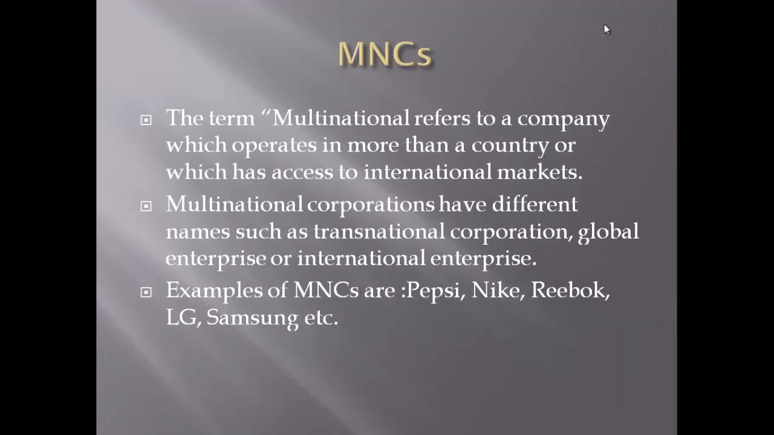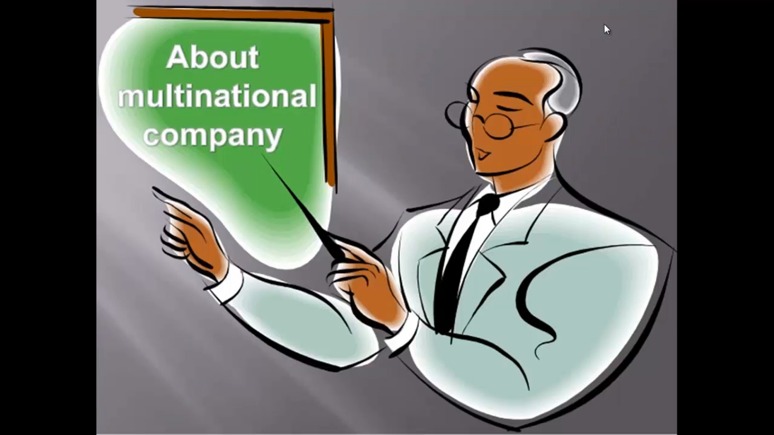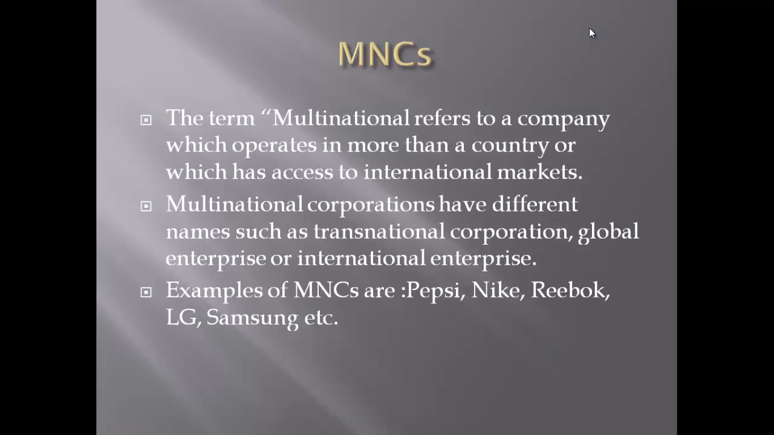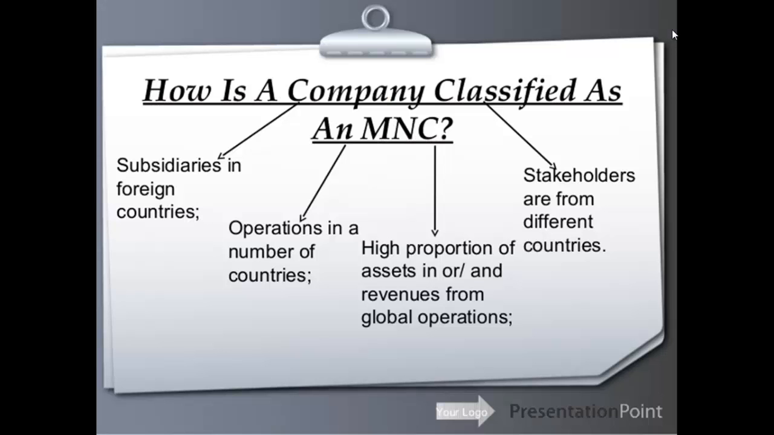Then coming to multinational companies. The term multinational refers to a company which operates in more than one country or which has access to international markets. Multinational corporations have different names such as transnational corporation, global enterprise or international enterprise. Examples of MNCs we have many, like Pepsi, Nike, Reebok, LG, Samsung, etc. How is a company classified as an MNC?